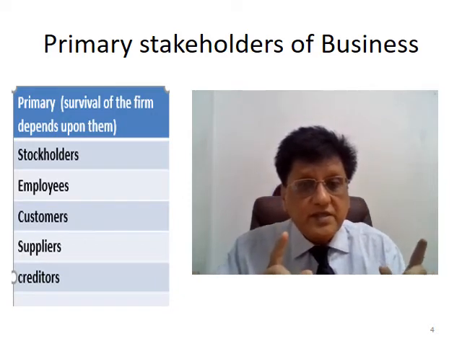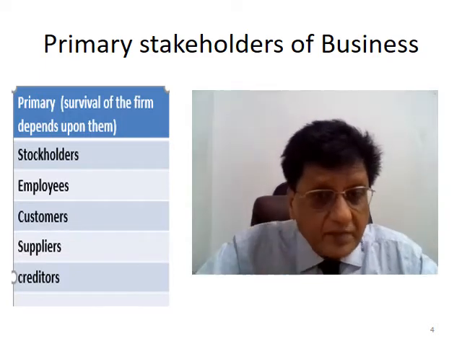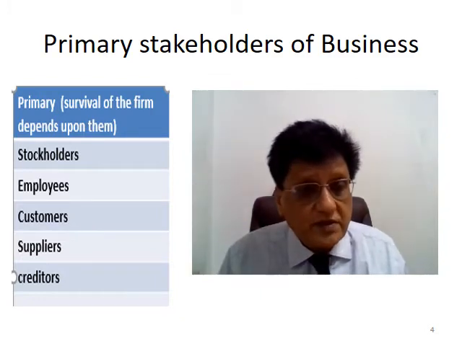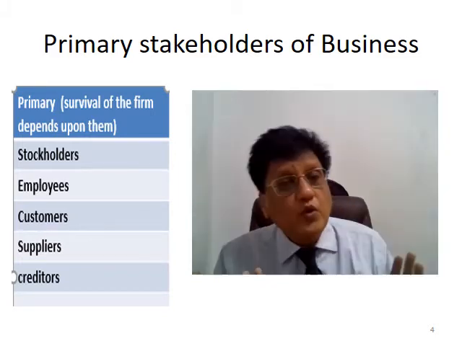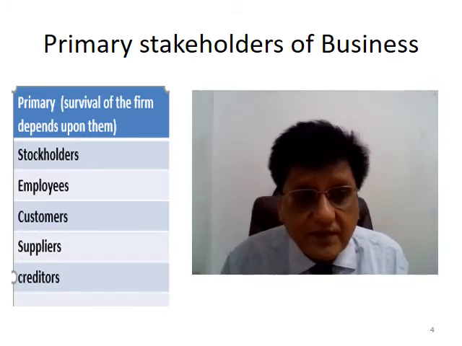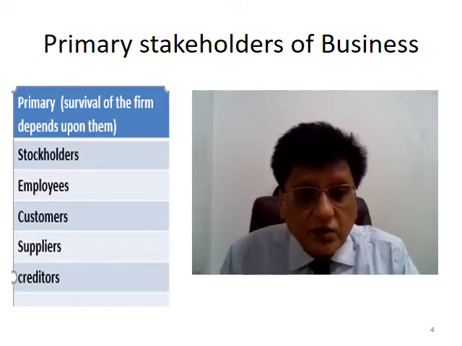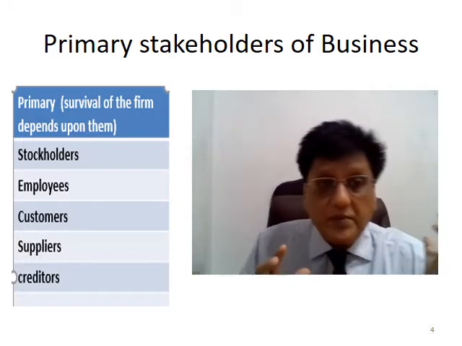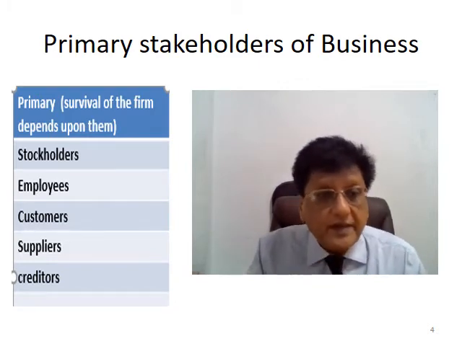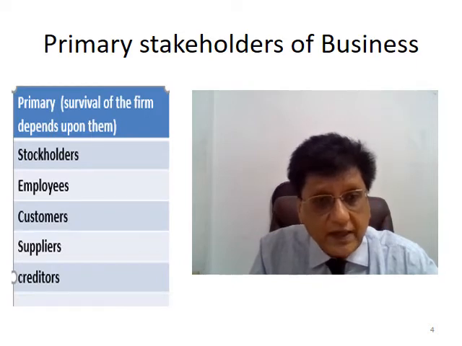Primary stakeholders are stakeholders जिनके ऊपर आपकी कंपनी निर्भर करती है उसका survival. Survival of the firm depends upon primary stakeholders. Secondary stakeholders are those who can affect your business or who will get affected by your business. They are secondary stakeholders, but not as much as primary. So, first and foremost, primary. So naturally, primary stakeholders will get greater and greater degree of attention from business operation, right?